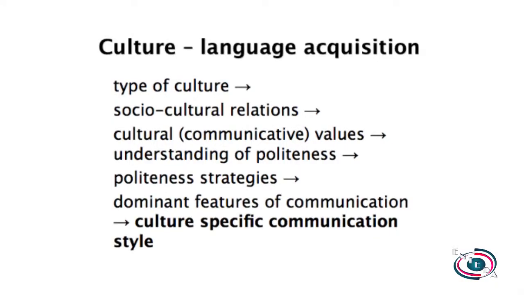So, summing up, the differences in the style of these dialogues and letters can be easily explained if we start with differences in types of cultures and go to sociocultural relations, then cultural or communicative values, and the understanding of politeness based on these values. All these moments are interrelated. Then politeness strategies and their regular usage shape dominant features of communication, which in total shape the culture-specific communication style. This is my idea of how it should be analyzed and taught. Such an approach enables students not only to observe the differences in communication, but also to understand and explain them, which makes second language learning a conscious exercise.